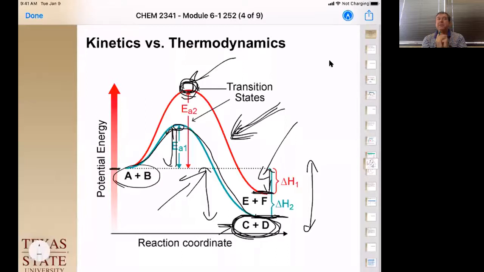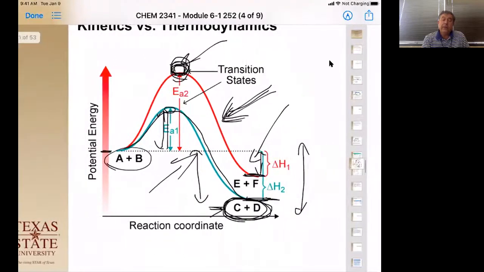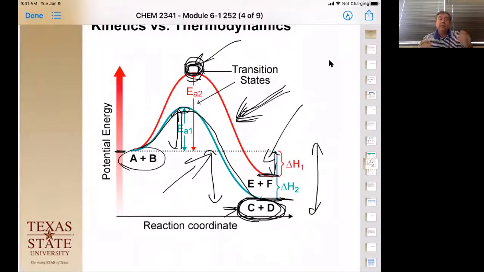So there's a balance between the heat and the speed. You can't heat the reaction too much or you'll get byproducts. And this is why you get those byproducts, because you're making it go through a different transition state. Okay, so the lower curve is thermodynamically and kinetically favored compared to the red curve.